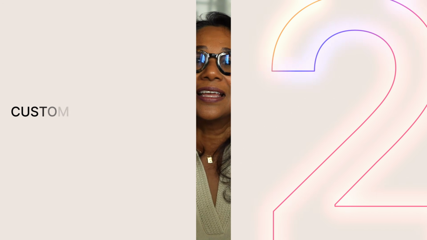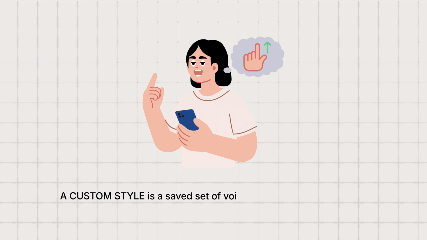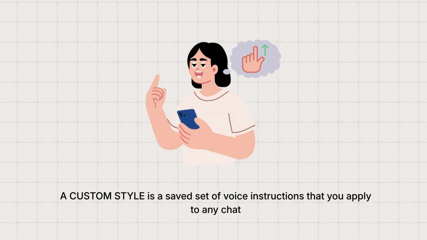Moving on to the next thing, custom styles. Custom styles are one of the most underrated features in Claude, and for designers, they can be particularly useful for those quick messages. So, what's a custom style? A custom style is a saved set of voice instructions that you can apply to any chat. You set it up once and it just knows and understands what you want to do. So instead of explaining your tone every time you ask Claude to write a client email, it's already there.